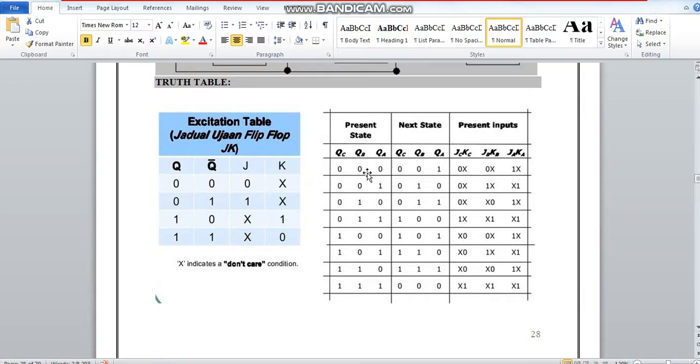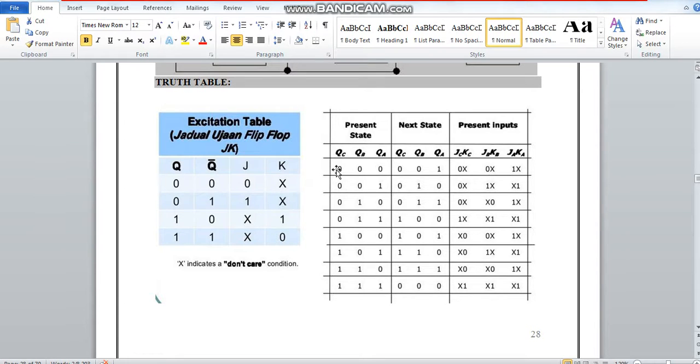From 0,0,0 the next state will be 0,0,1. When this becomes the present state, the next state will be 0,1,0. When this becomes the present state, the next state will be 0,1,1. So this goes on as a continuous process. For every clock signal there is a change in your next state. Your next state is continuously changing whenever the clock signal is given.